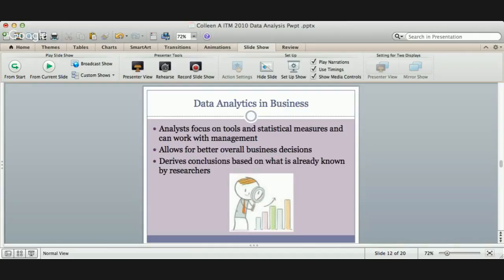Data analytics in business. Analysts basically focus on tools and statistical measures and can work with management. As I said earlier, it allows for better overall business decisions in the marketplace, and it derives conclusions based on what is already known by researchers. So we're either verifying this data or we're coming up with new conclusions on our own based on this data.